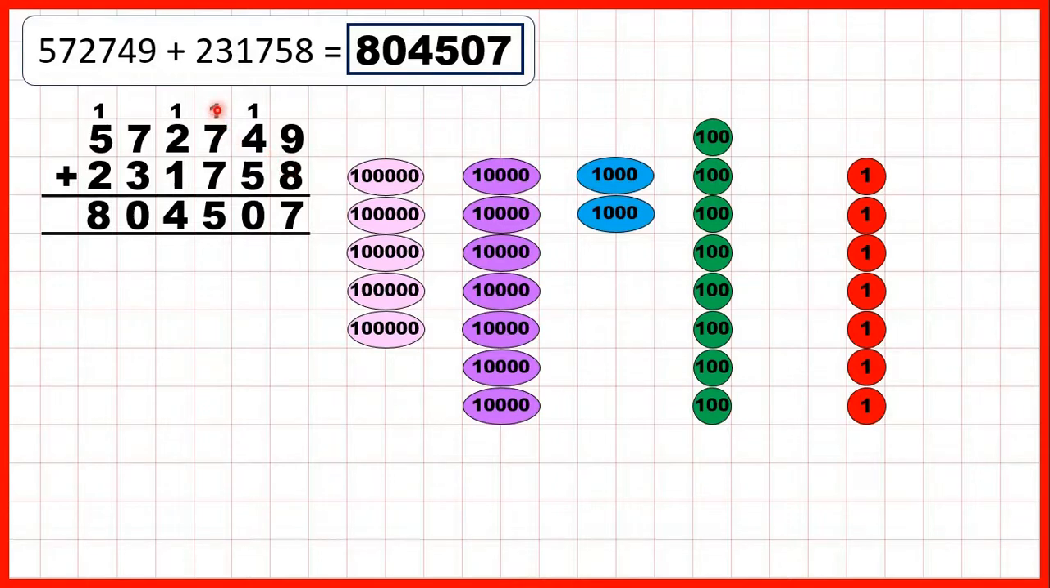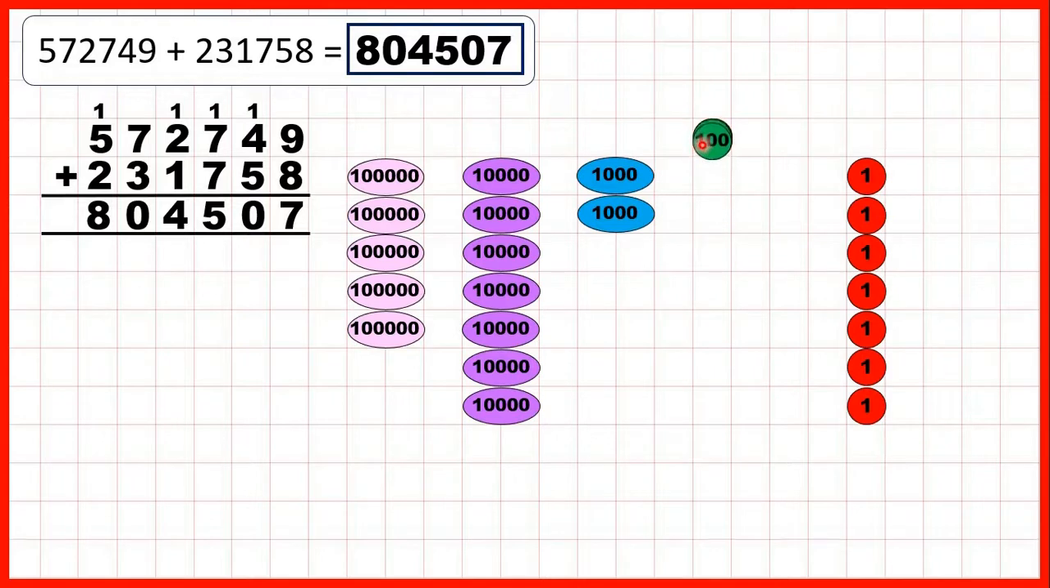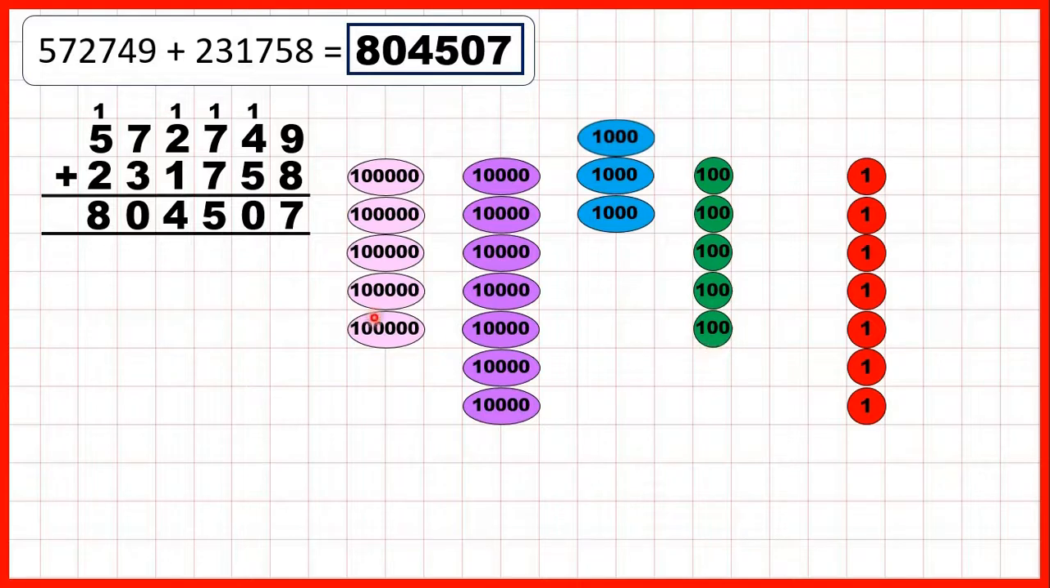Then, onto our hundreds column, we have the 100 that we made from adding our tens, and 7 hundredths in the number that we started with. We need to add another 7 hundredths. We can add 1, 2, exchange, then add 3, 4, 5, 6, 7. That leaves us with 5 hundredths in our answer.